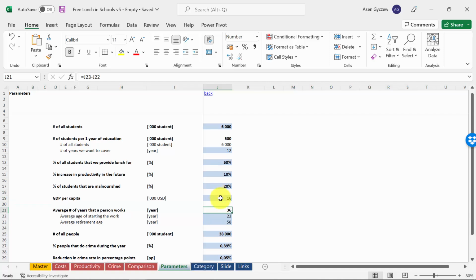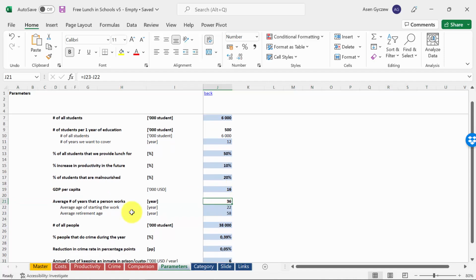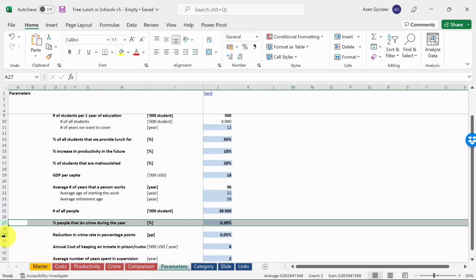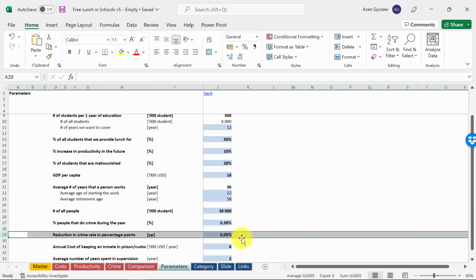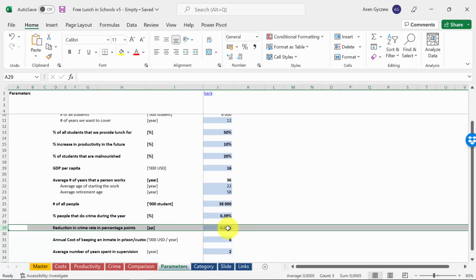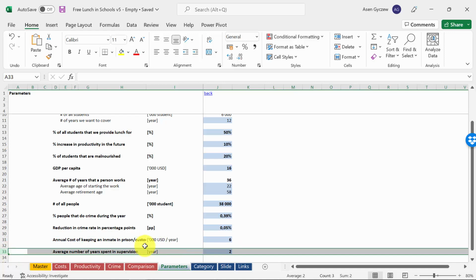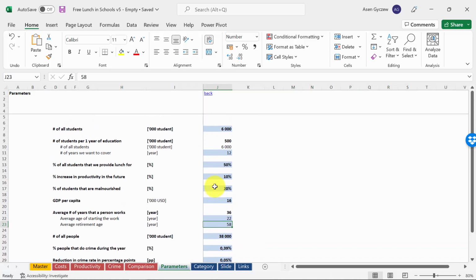To estimate the benefit coming from lower crime, we first have to know what percentage of people commit any crime during the year. So it is defined in row 27. By providing free lunch, we expect this to go down by 0.05 percentage points. On top of that, we need to know how much it costs to keep a person in prison. So we estimate this to be around $6,000 per year. And the person who commits a crime will spend in some sort of supervision, so prison or custody, 2 years. So based on those data here, we will try to estimate the costs and those two benefits that we have mentioned. Let's move first to the costs.